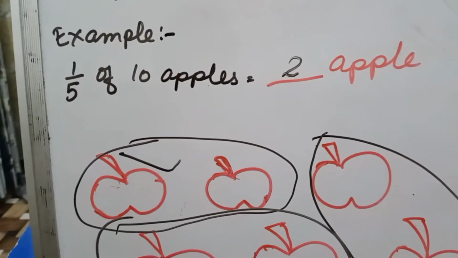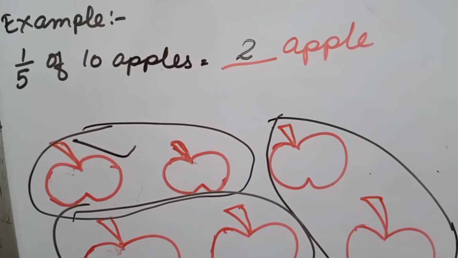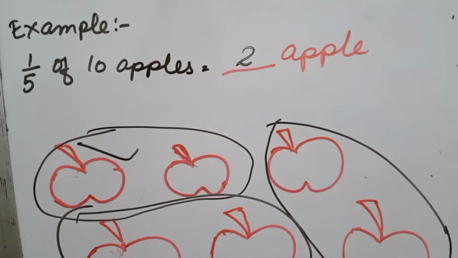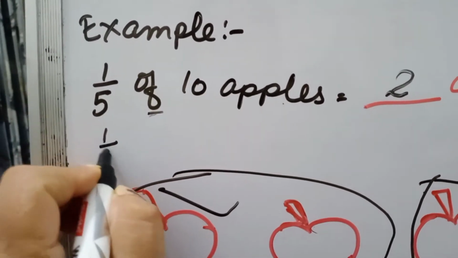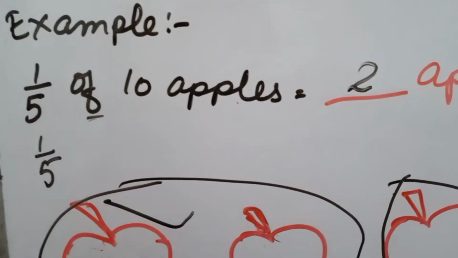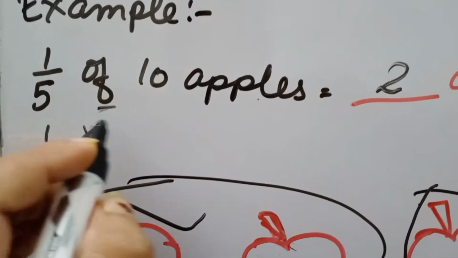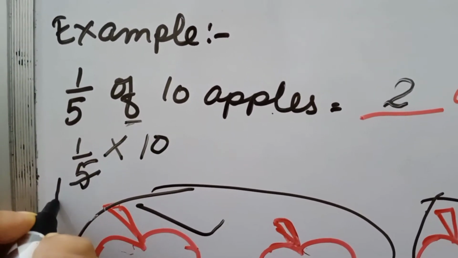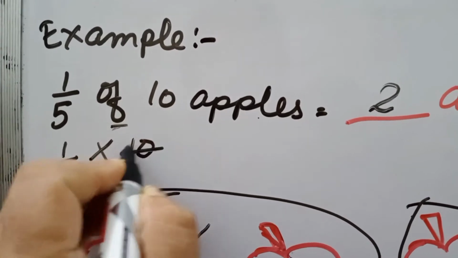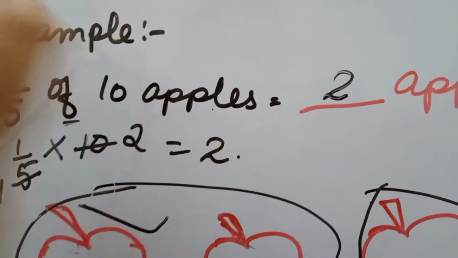Fine. So like this, in mathematical terms, we will solve it like this. We will remove the "of" from 1 by 5 of 10. Of will become multiplication. So 5 times 1, 5 times 2 is 10. So again we are getting 2 as our answer.